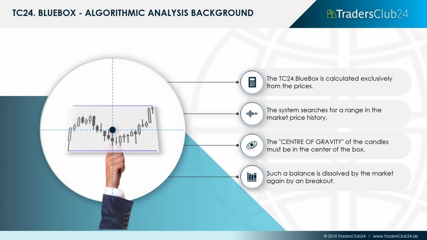The BlueBox is calculated exclusively from the price action. The system searches for a range in the market price history, and around the center of gravity of the candles, there must be a center within the box. So sometimes the candles are closing above a certain price, sometimes below, but there's always a center of gravity in there.